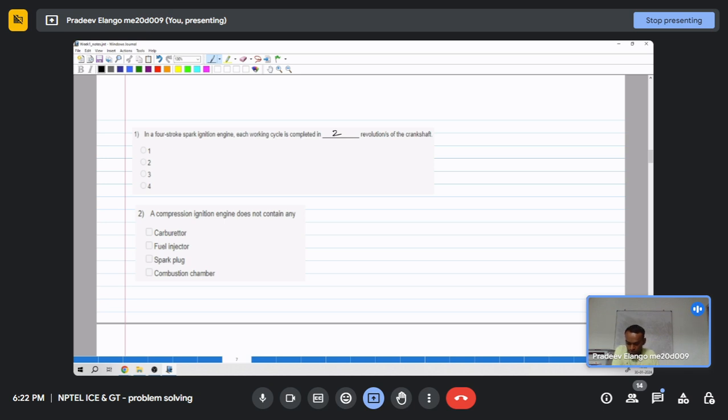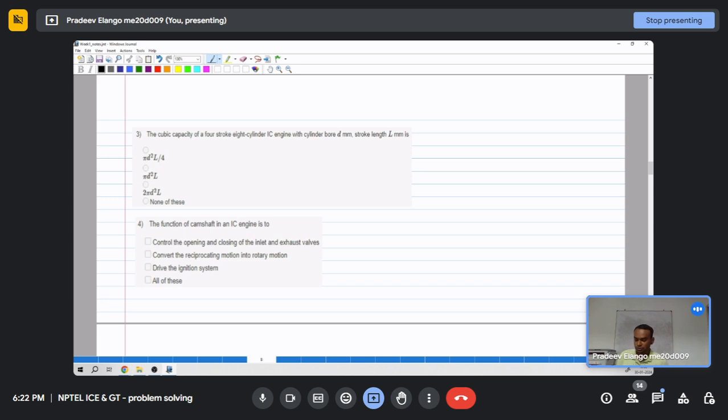A compression ignition engine does not contain any of the following. Can you answer this? A CI engine does not contain a carburetor, fuel injector. Yes, carburetor. Anything else? It has a fuel injector and combustion chamber.